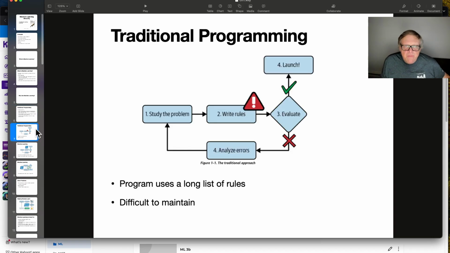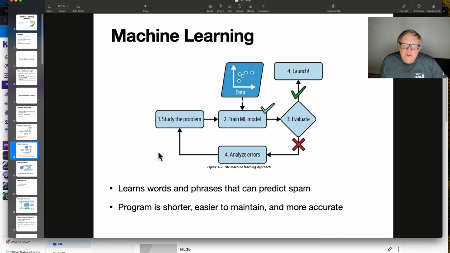This is old-fashioned coding, so you study the problem, you write rules, you evaluate, analyze errors, iterate around until you're ready to launch. This is how normal software development works. But machine learning is very different. You study the problem, you give some examples to machine learning and train it. You don't write the code that tells it what to do, you just have it learn from the data.